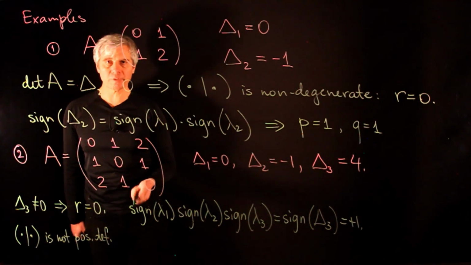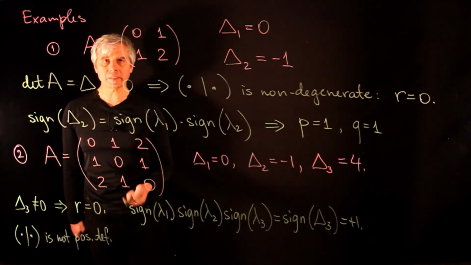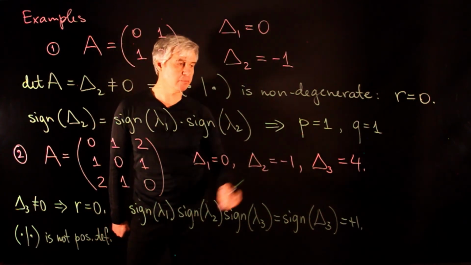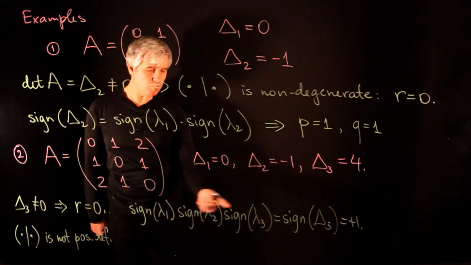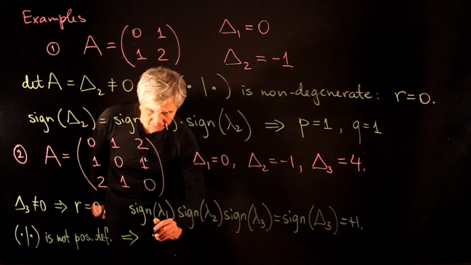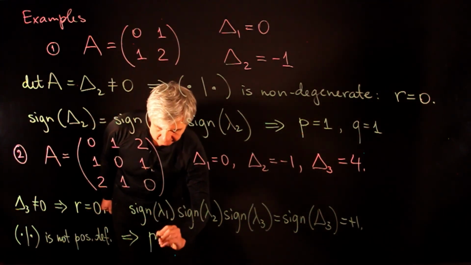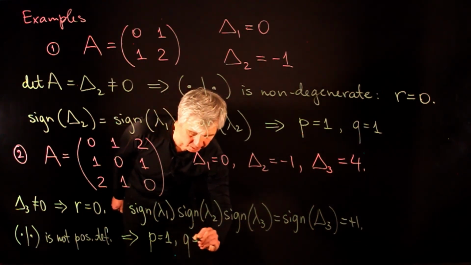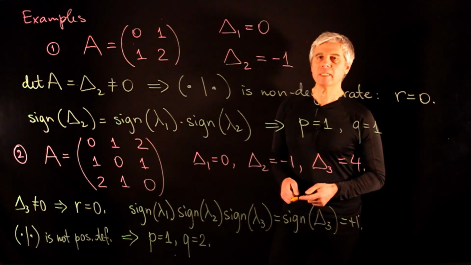By the first part of Sylvester's criterion, a positive definite bilinear form must have all positive deltas. This implies that some of the eigenvalues are negative. And so the only possibility here is that we have signature with p equal to 1 and q equal to 2.